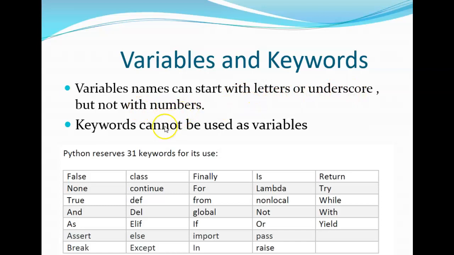Very important point: keywords cannot be used as variables. That means these are reserved words that you cannot reuse in your program. False, class, continue, def, from, global, not, or, pass, like that. You have 31 reserved keywords in Python.